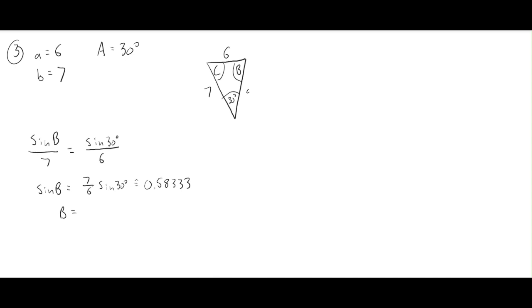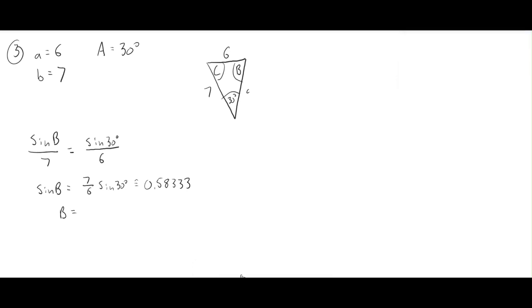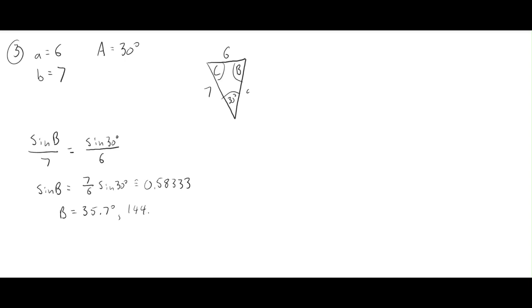So B is 35.7 degrees. That's one B that makes that true. But we also have to consider 180 minus that, right? So 180 minus 35.7 is 144.3 degrees.